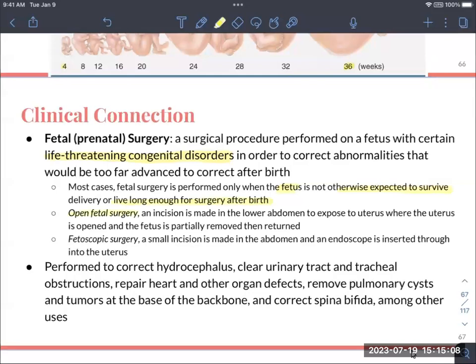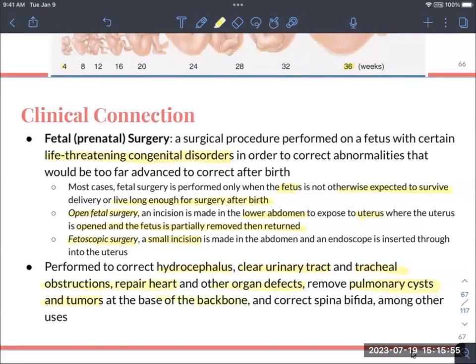There's open fetal surgery. So they make an incision in the lower abdomen, expose the uterus, open it. That fetus is partially removed and then returned. Fetoscopic, they make little tiny incisions, and they use these little tools where they send down cameras and tools and do the surgery, but that fetus is still inside that uterus. It can correct hydrocephalus. It can clear the urinary tract and tracheal obstructions, repair heart damage, organ defects, pulmonary cysts and tumors.